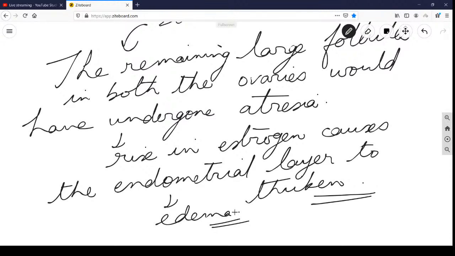In the next class, I'll be showing you the negative feedback loop, which governs the follicular phase, and we'll be dealing with the other phases of menstruation along with their negative feedback loops as well.